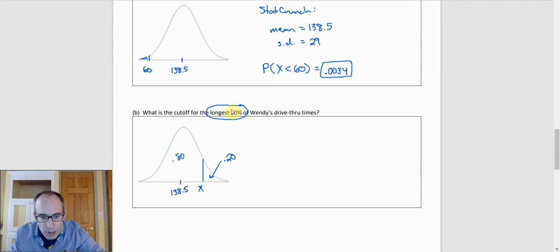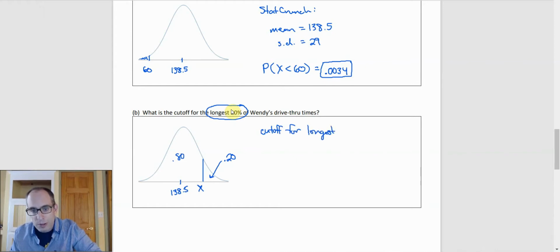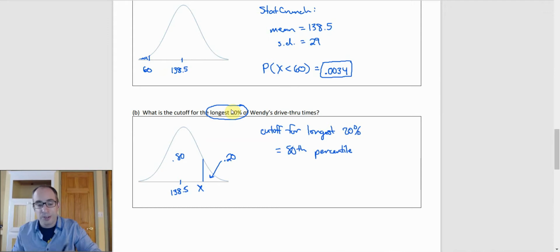So the cutoff for the top, and this is actually worth writing out, I think. So cutoff for the longest 20%, this is the same thing as the 80th percentile, right? Because by definition, the percentiles are named by what comes below or before them. And on the graph, that's to the left. And look what's over to the left, 0.80. So this is the 80th percentile.